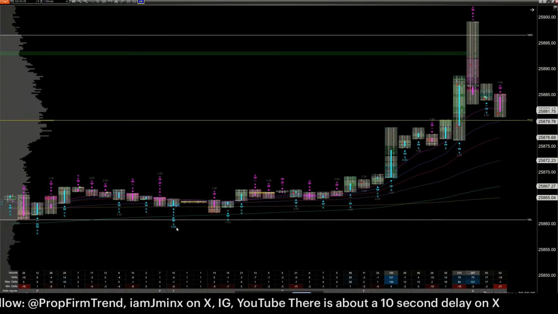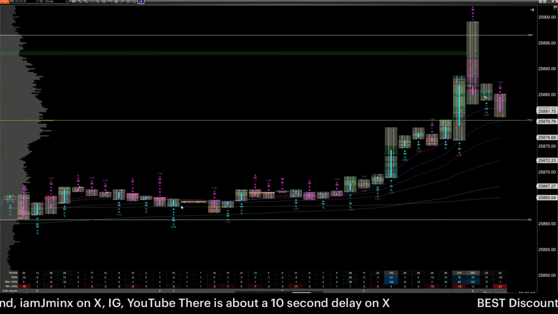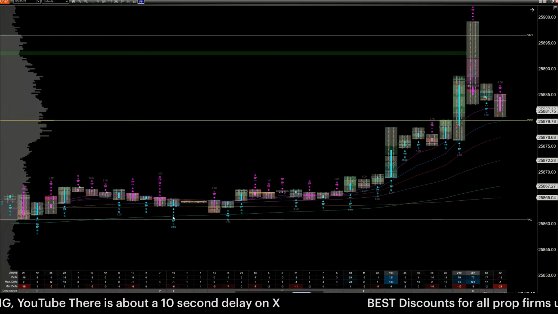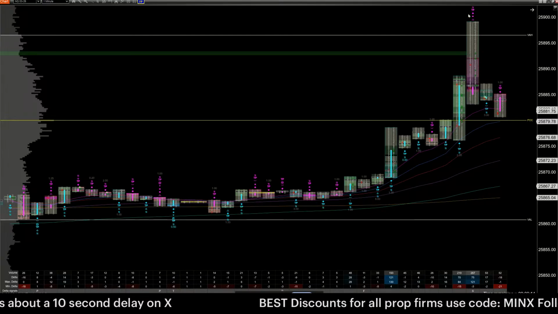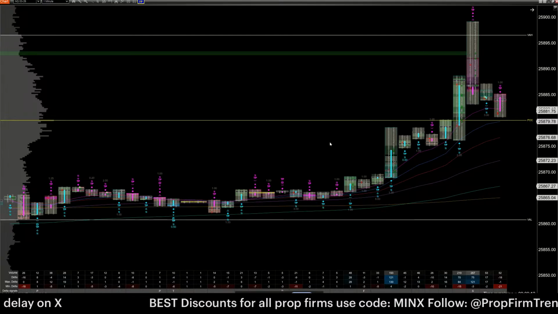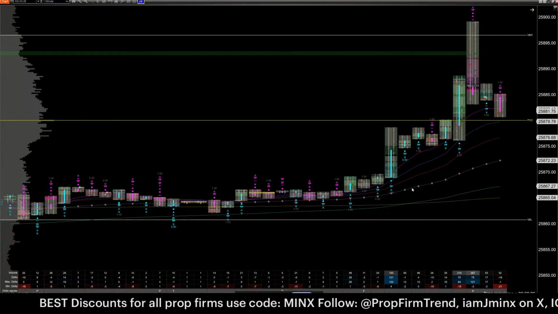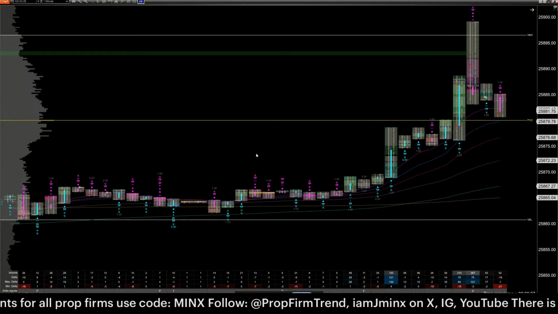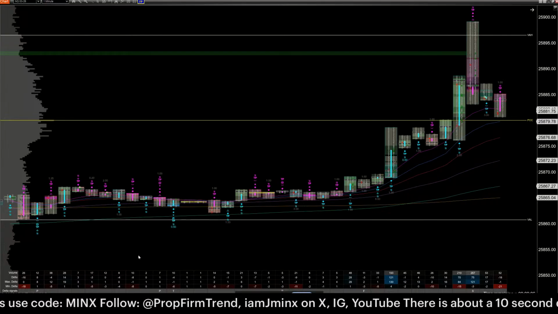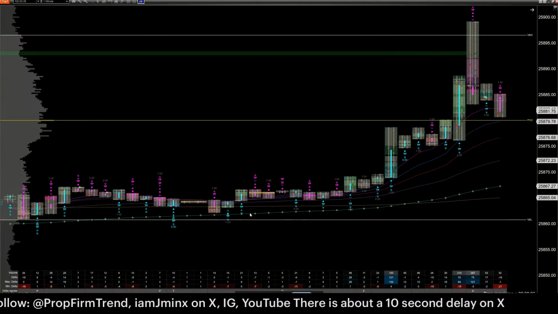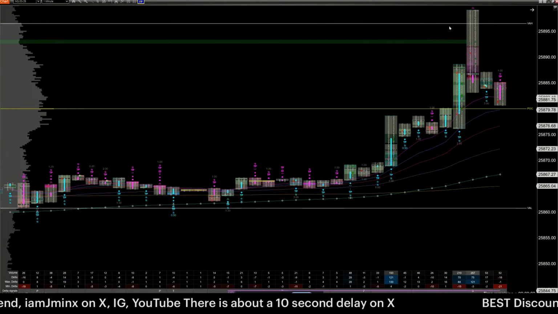Ratio on the bottom. Well, look, we were bottoming out here. We went from what, 25,865 to 25,900. This is overnight, at 3:30 in the morning. So there's not a lot of volume, and this is a pretty nice move.